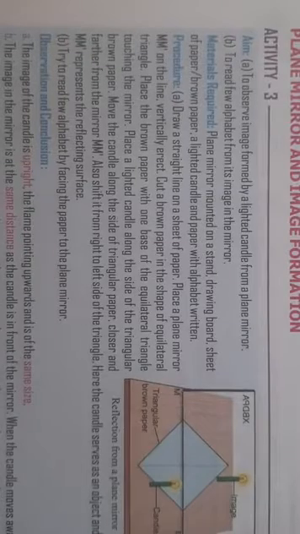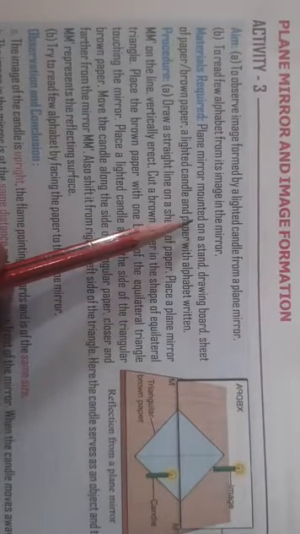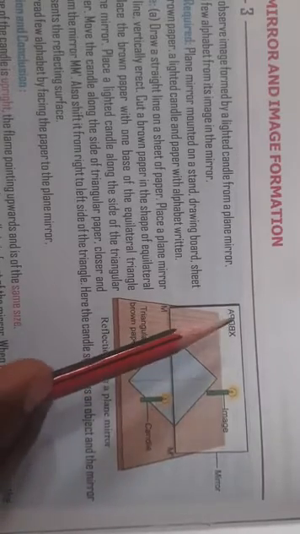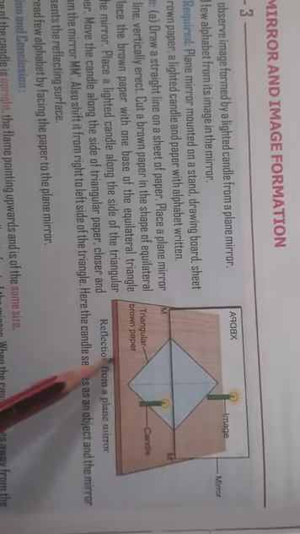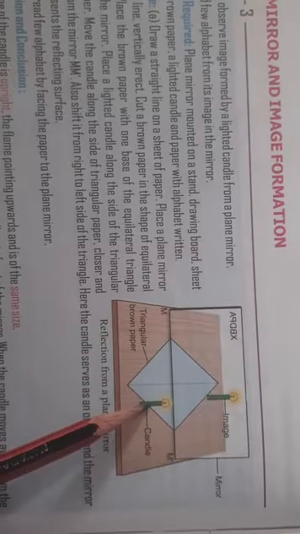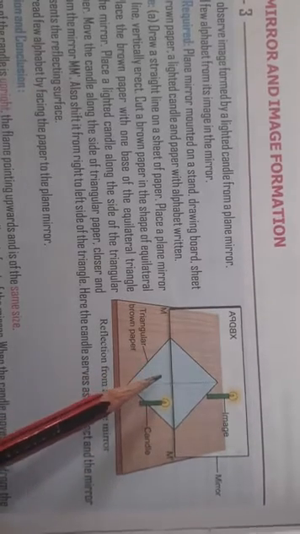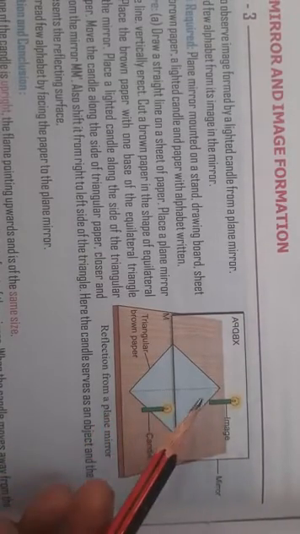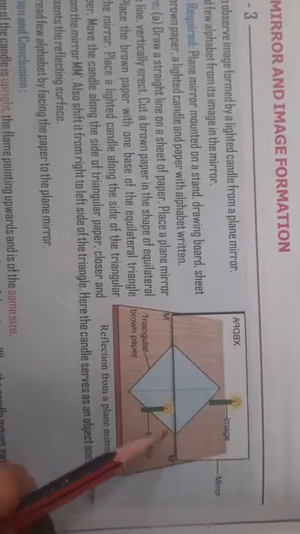Today we learn about plane mirror and image formation. To observe the image formed by a lighted candle from a plane mirror and to read a few alphabets from its image in the mirror, you have to take a plane mirror mounted on a stand, a drawing board, a sheet of paper, a lighted candle and a paper with alphabets written on it. You have to draw a straight line on the sheet of paper, like this, and place a plane mirror on this line.